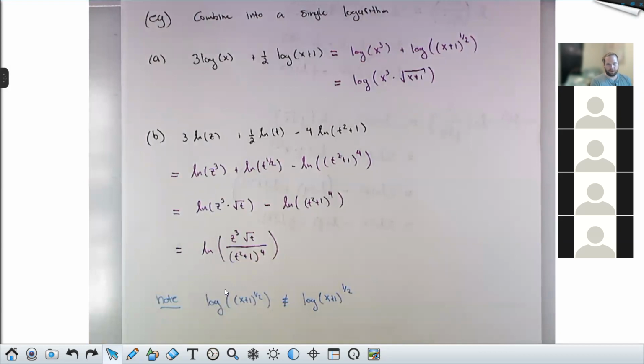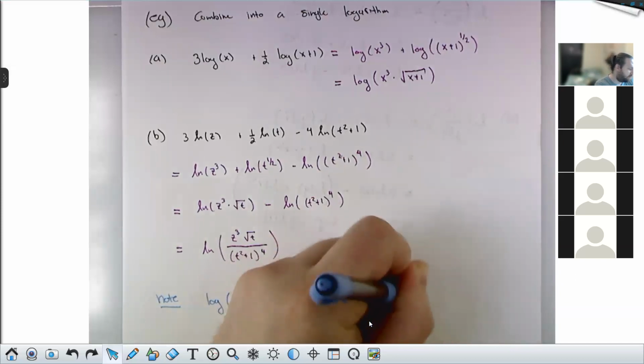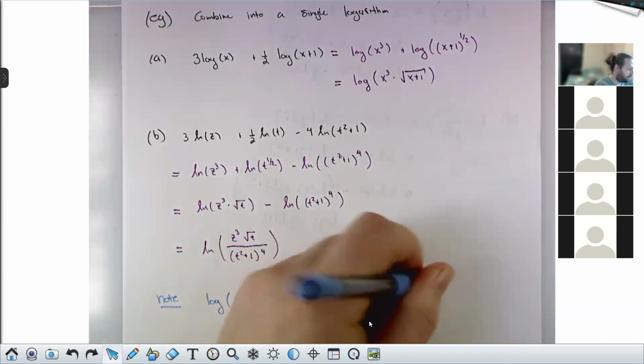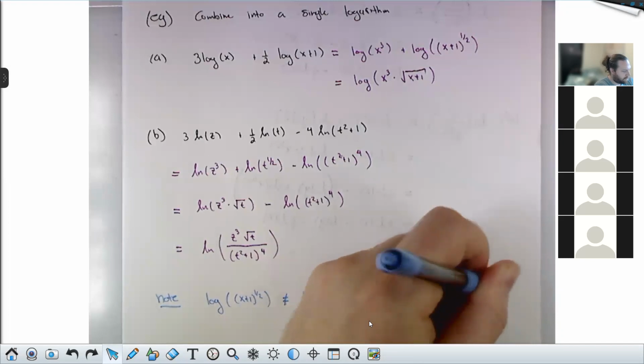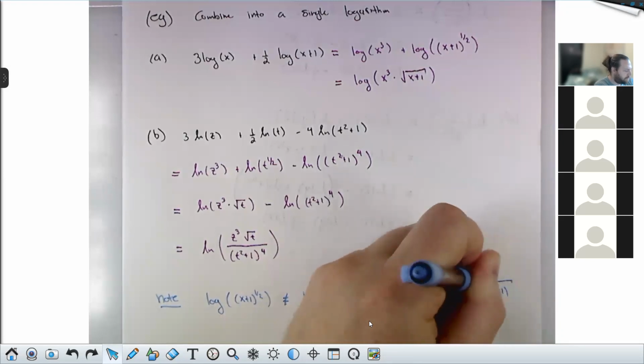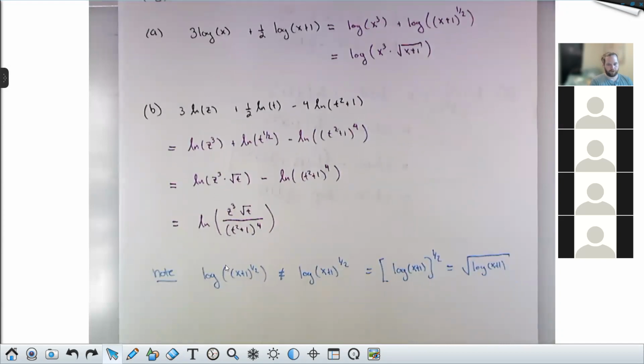Remember, we talked about the ambiguity issues that can come up if you don't put the inside of the log in parens. If you write this, people will think you're talking about this, which is the square root of the log of x plus 1. All right, so the power being kind of inside the log here is different than having the power outside the log. And that's one of the reasons we always write these parentheses.